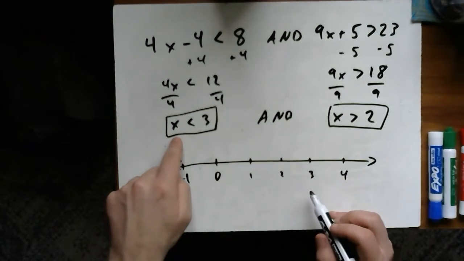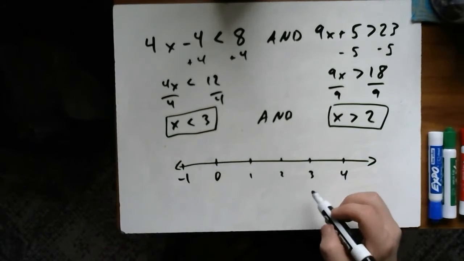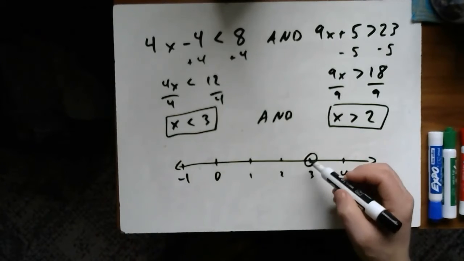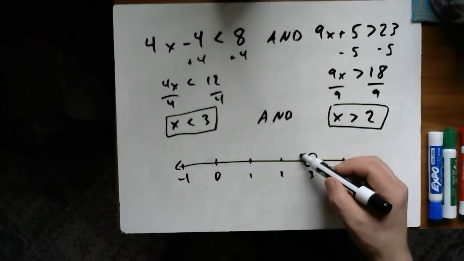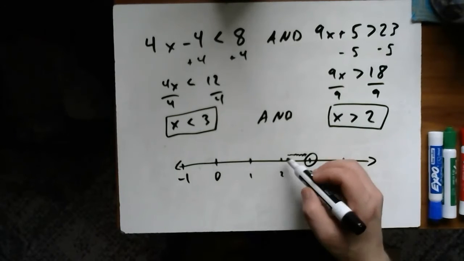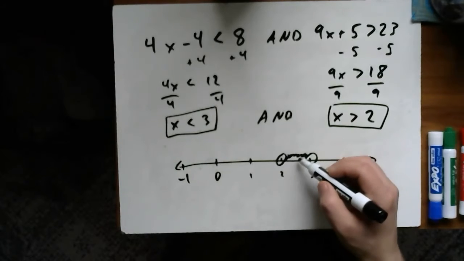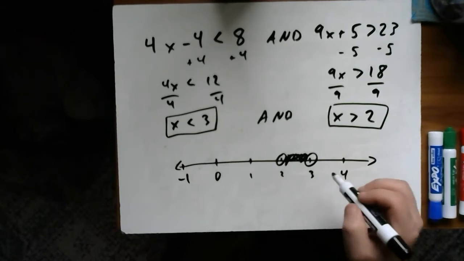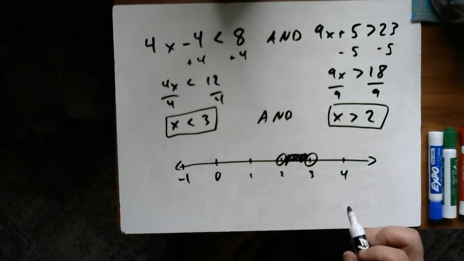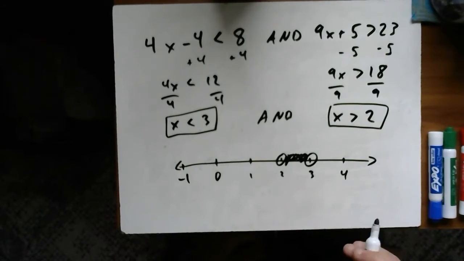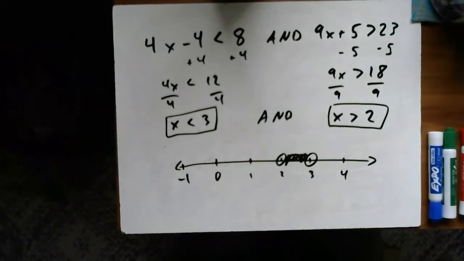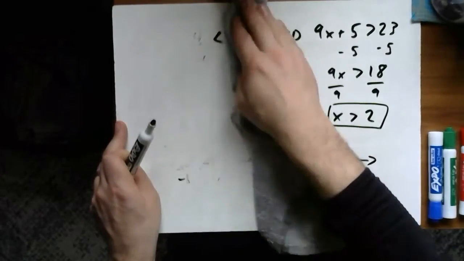So we have x is less than 3. And so that means anything at 3, and it's less than, so going to the left, and then x is greater than 2, open circle there, and going to the right. And so there is the graphic solution to this compound inequality. All right, and so that was an intersection. I can do a union problem.